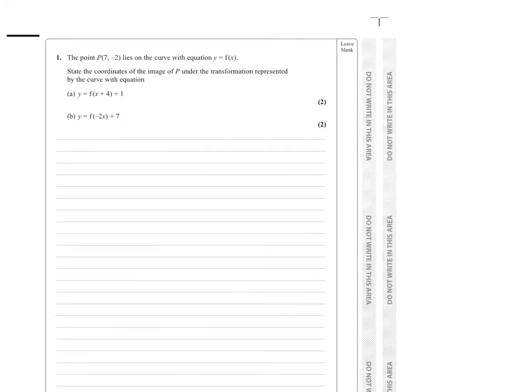Question 1. The point P, (7, -2), lies on the curve with equation y equals f of x. State the coordinates of the image of P under the transformations represented by the curve with the equation A, y equals f of (x plus 4) plus 1. Okay, so for the first part, inside or outside the bracket? Inside the bracket. Who does it affect? X. And it's a transformation, we're going to move it to the left. Okay, so it's a translation. So we're going to minus 4 from all the x coordinates.